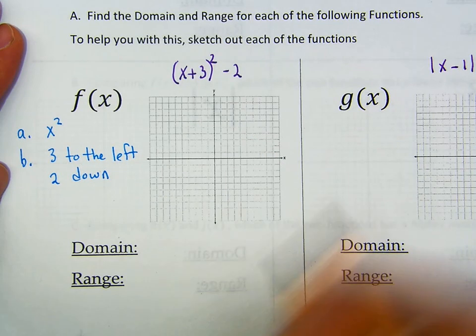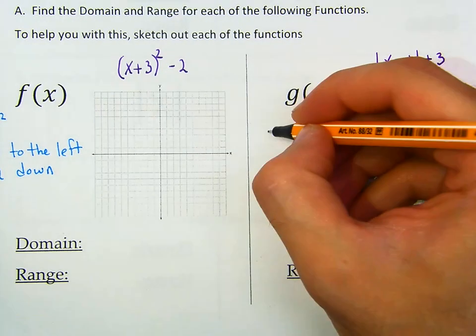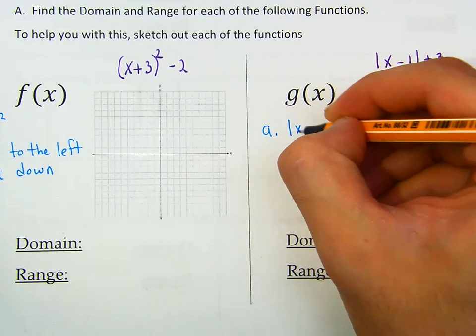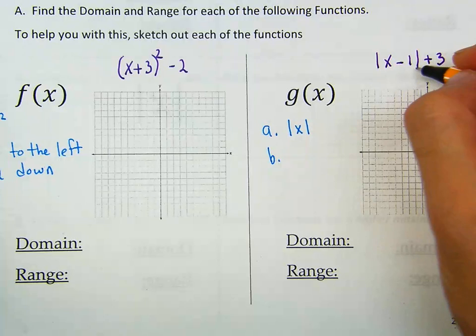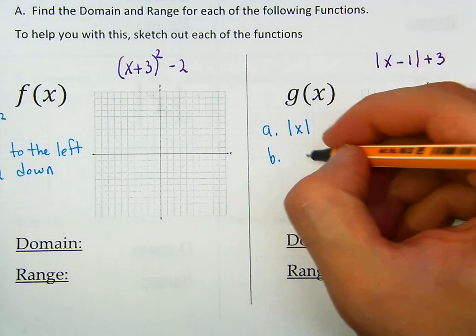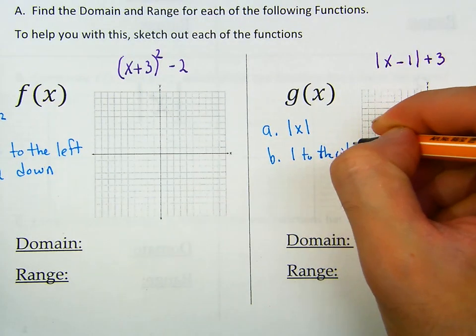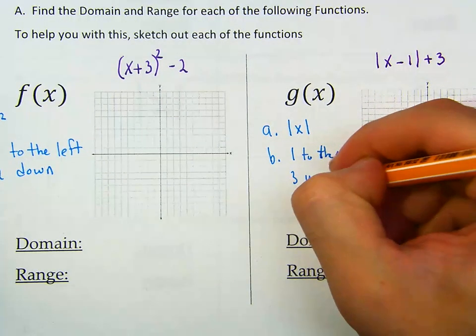Okay? What about this one over here? How do you transform this one? Well, what's the parent function? It's absolute value of x. How's it being transformed? Remember, this -1 is inside, so it's 1 to the right. And this one is 3 up.